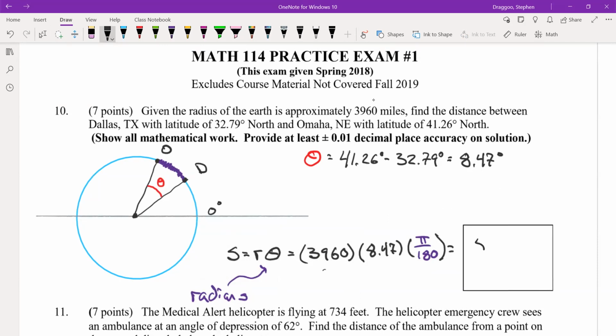When I did that, I got 585.40, and that'll be in miles, because in the end, my answer should be a distance. My angle is just the thing that's in radians.